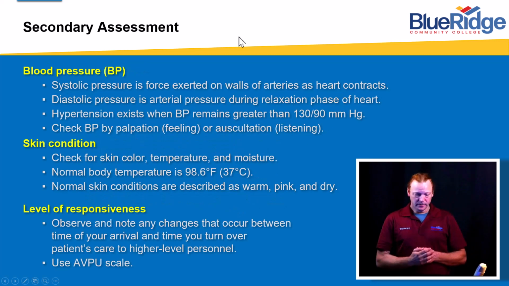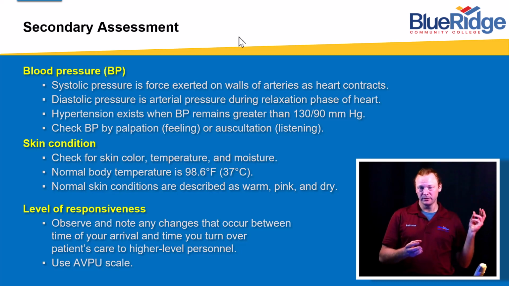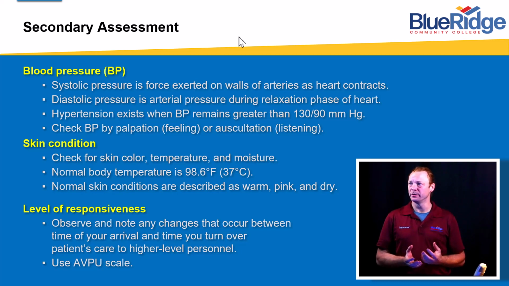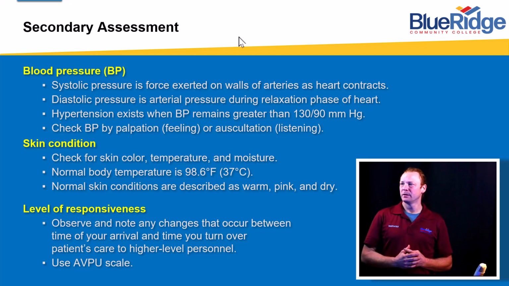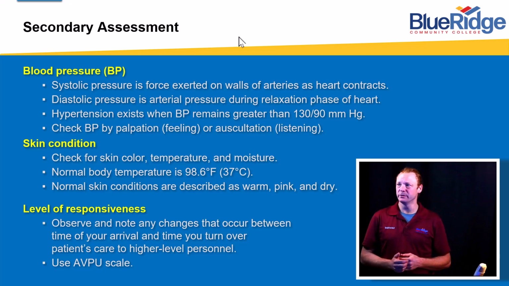Blood pressure. The systolic blood pressure is the force exerted on the walls of the arteries as the heart contracts. So this is the blood that the heart is pushing into the system. The diastolic pressure is the arterial pressure during the relaxation of the heart. So this is kind of the back pressure. Hypertension exists when the blood pressure remains greater than 130 over 90 consistently.